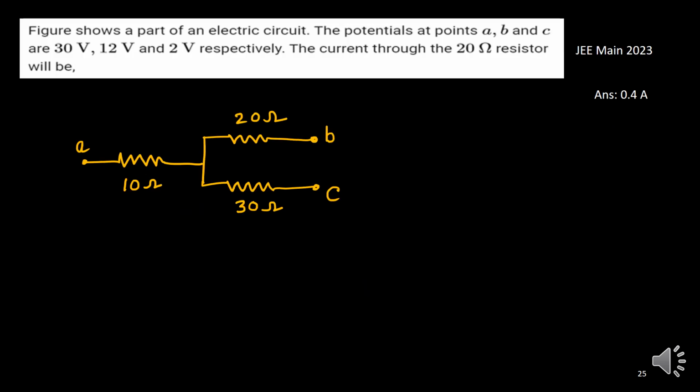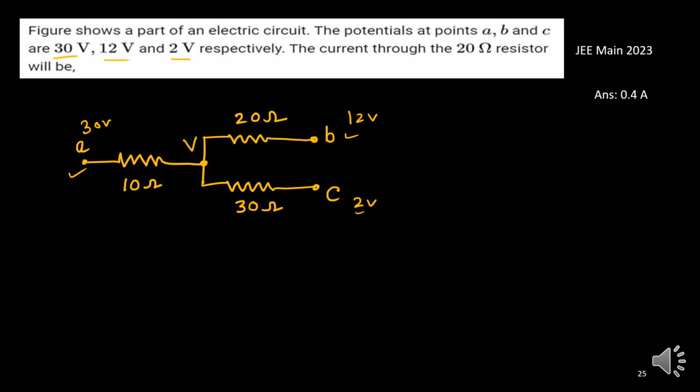Can I solve this one? So this is node A, node B, node C. Its values are given: 30, 12 and 2 volts. So this is your 30 volt, this is your 12 volt, this is your 2 volt. Okay, so this junction potential is not given. I'll call it capital V.